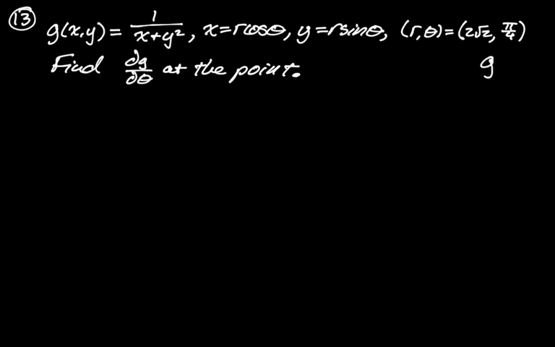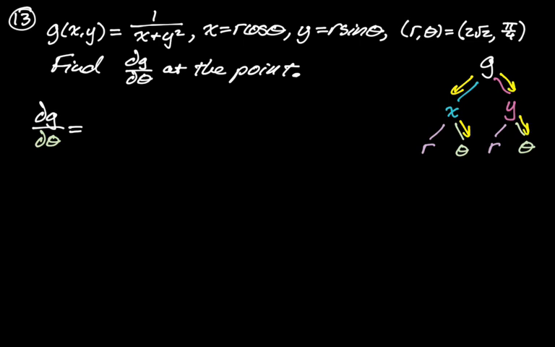So dependency diagram. G depends on x and y. X depends on r and theta, and so does y. And we are looking for partial g partial theta. So that means we follow all the paths that lead to theta, so x to theta, y to theta. All right, and we can write it down. So partial g partial x, partial x partial theta, plus partial g partial y, and then partial y partial theta.